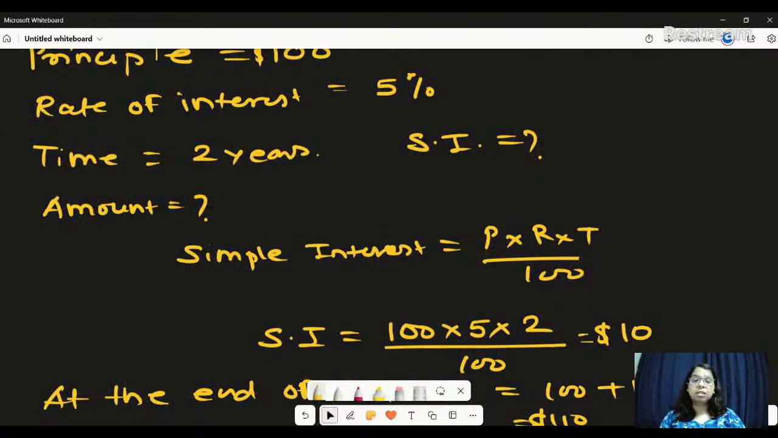Now simple interest is a very vast topic, and I'm just introducing it right now. But in the next session, we will go deep into simple interest and see what kind of different questions we can do, and that will be the end of our percentage chapter.